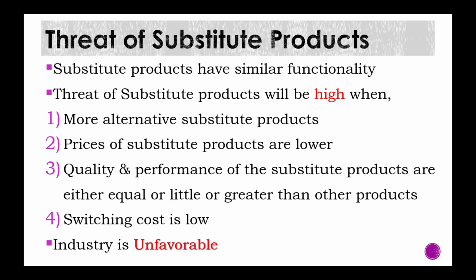and if the prices of substitute products are lower and quality and performance of the substitute products are either equal or little or greater than the original products and the switching cost from one product to other product is low like in case of FMCG, confectionery items, etc. the industry is unfavorable as it will increase the threat to sales and profitability of the existing organizations.